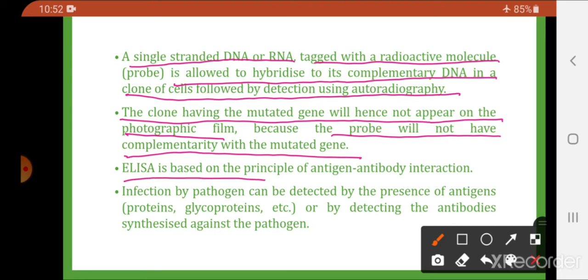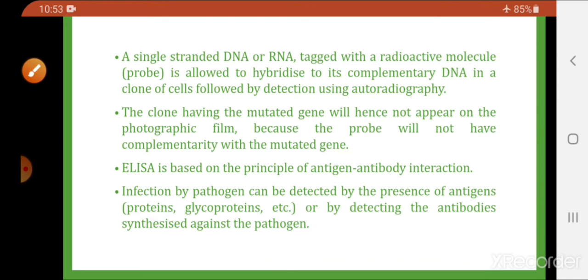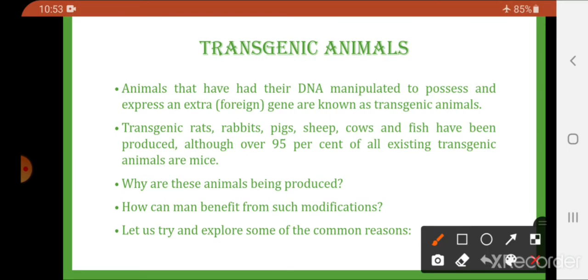ELISA is based on the principle of antigen-antibody interaction. Infection by pathogens can be detected by the presence of the antigens, which are proteins or glycoproteins, or by detecting the antibodies synthesized against the pathogen. So ELISA is an antigen-antibody reaction कि जहाँ पे we can detect the presence of the antigens or also the presence of the antibodies which are synthesized against that pathogens.